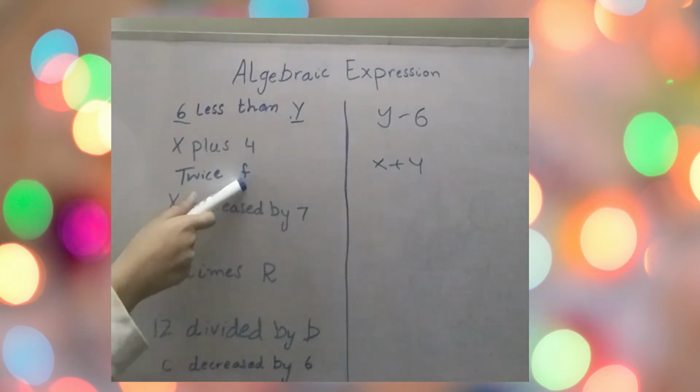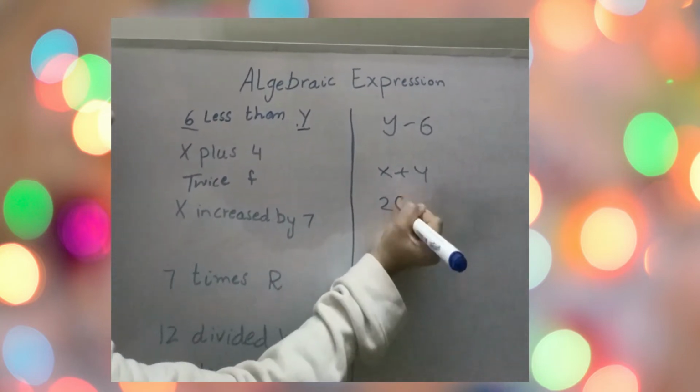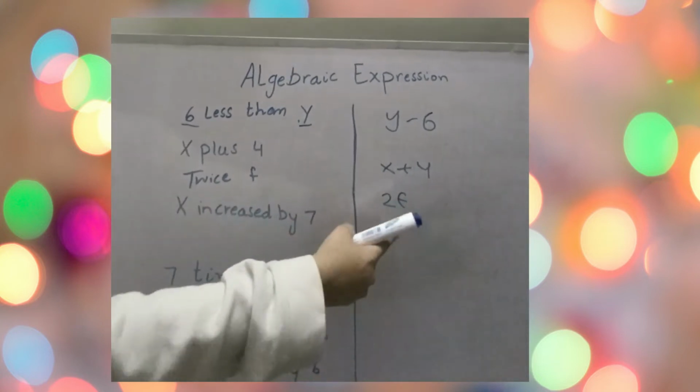Now we have twice f. We will write 2f because they're saying double the f. So we will write 2f.